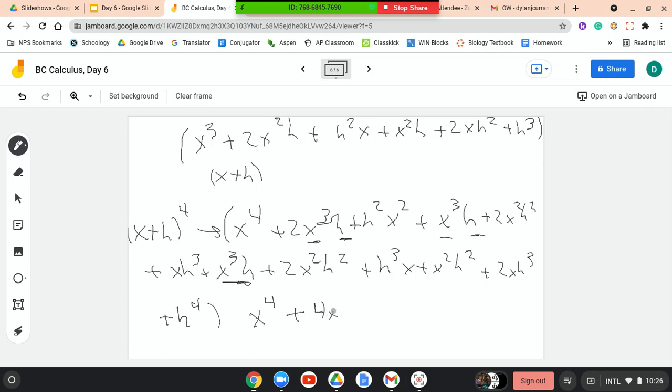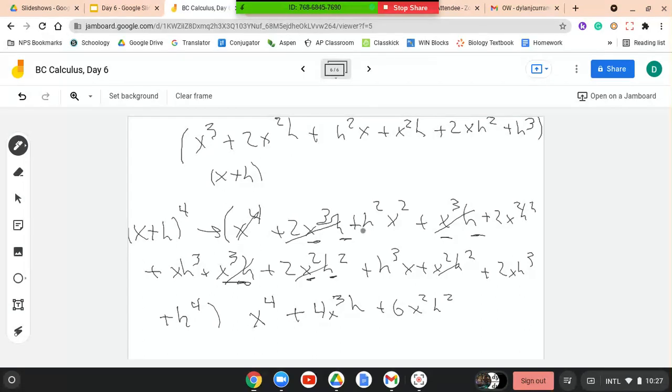Yeah. So the bottom line is we could combine like terms in the expression to get x to the fourth plus 4x cubed h. We got x to the fourth. We got 2x cubed h's here, 1x cubed h here, and 1x cubed h here. That's 4. And then let's look at the x squared h squared terms. We have 2x squared h squareds here, 1x squared h squared, and 2 more x squared h squared terms, and another one. So plus 6x squared h squared.